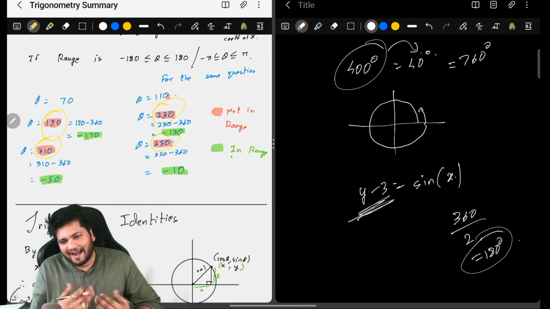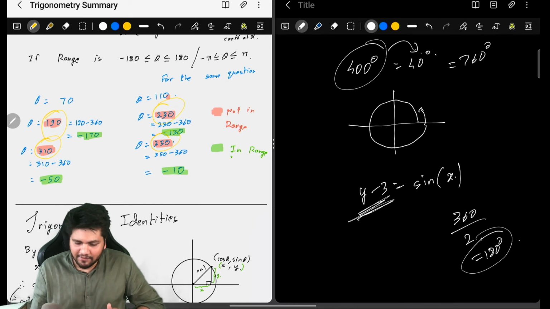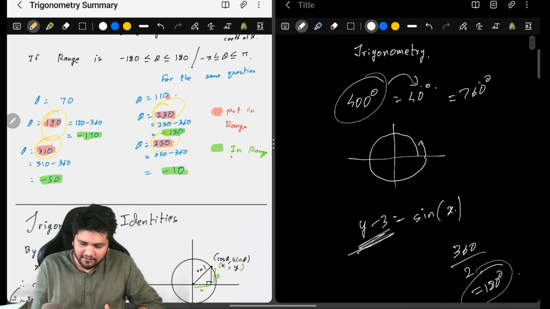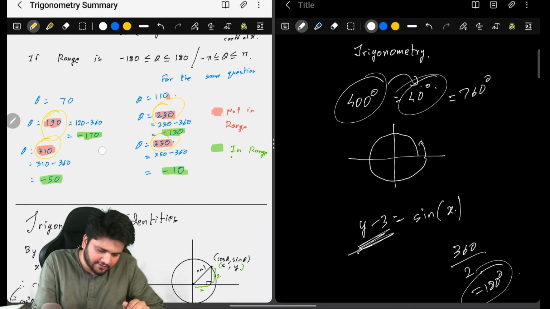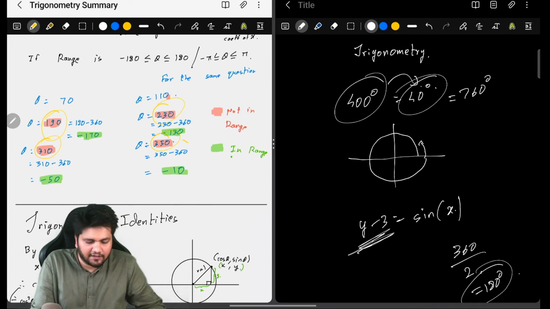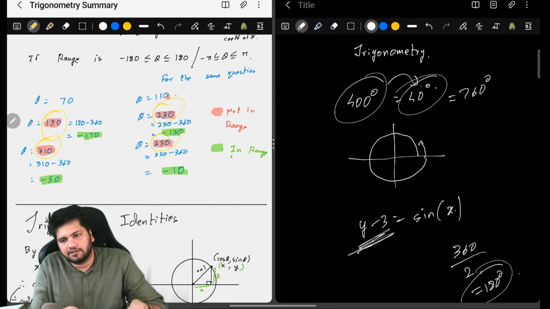So see, we can add 360, we can subtract 360. Remember this thing, 400 degrees is nothing but 40 degrees, by subtracting 360 degrees. So here also, we'll just subtract 360 from 190, we'll get minus 170. Here also, we are going to subtract 360, we'll get minus 130. Here also, we subtract 360, we'll get minus 50. And again, we'll subtract 360 to get minus 10 degrees.